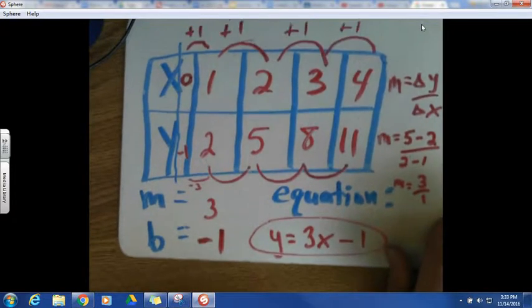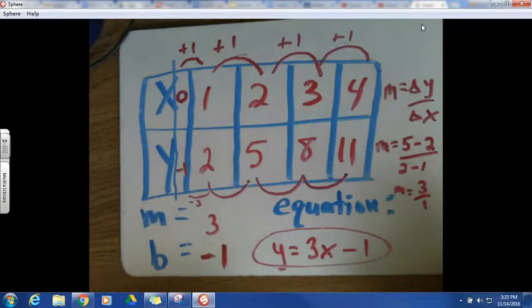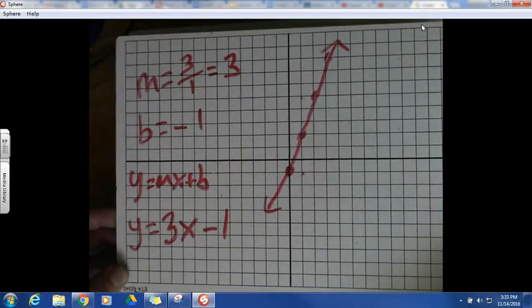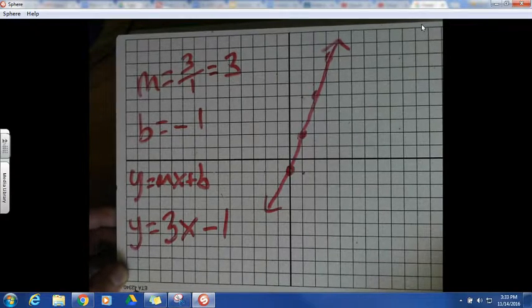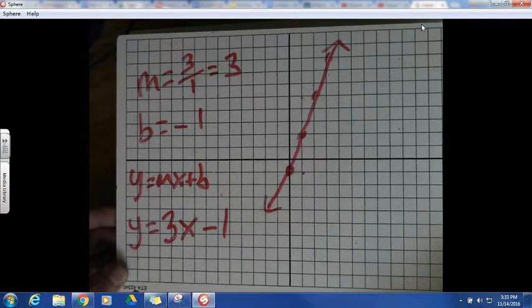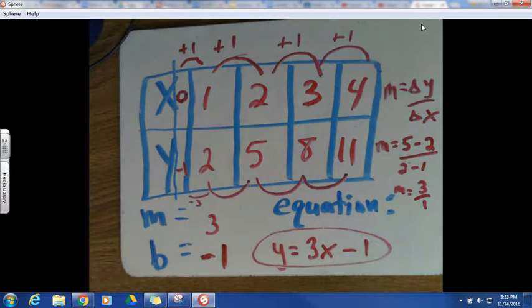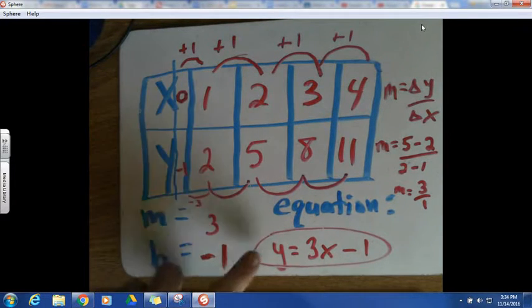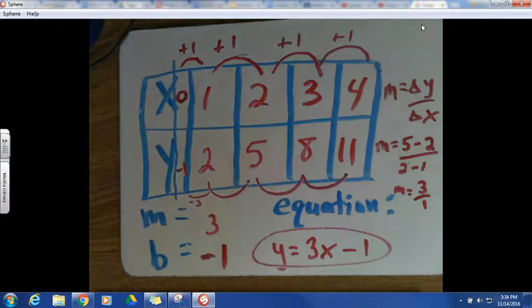In this method we just used the information from the xy table. In this method we actually graphed the line and got our information that way. Either way works, whatever is comfortable for you. And that's how you find the slope, y-intercept, and write an equation given an xy table.